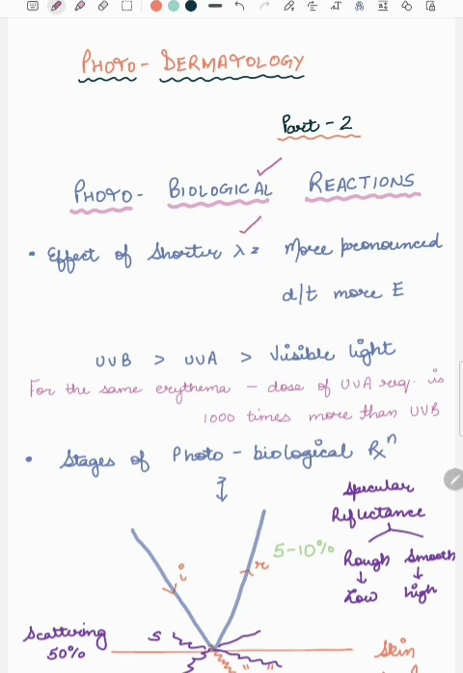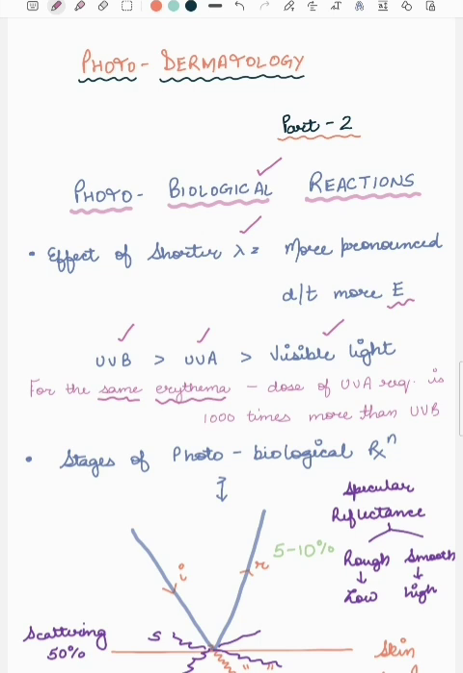Now, the effect of shorter wavelength is more pronounced due to more energy. We've studied this in the first part of the videos also. So we can establish that the energy of UVB radiation is maximum, followed by UVA and visible light. And infrared light does not cause a lot of biological reactions because the energy is very low. This can be proven by the fact that for the same erythema, the same redness on the body, the dose of UVA radiation has to be 1000 times more than that of UVB. So UVB is a very potent, very energetic type of radiation, whereas UVA is less potent and visible light is least potent.